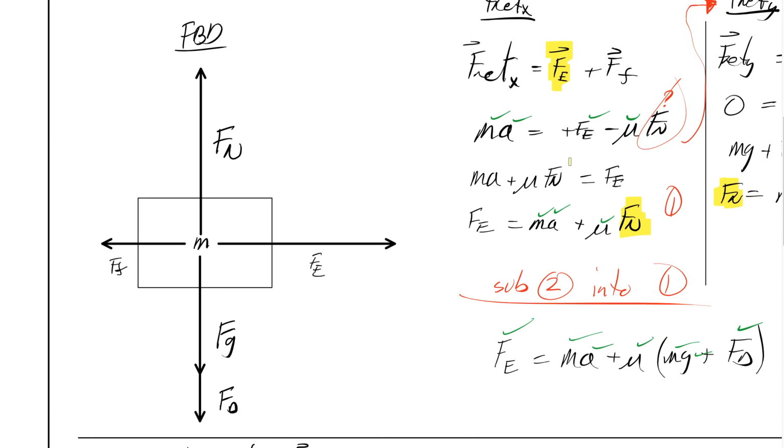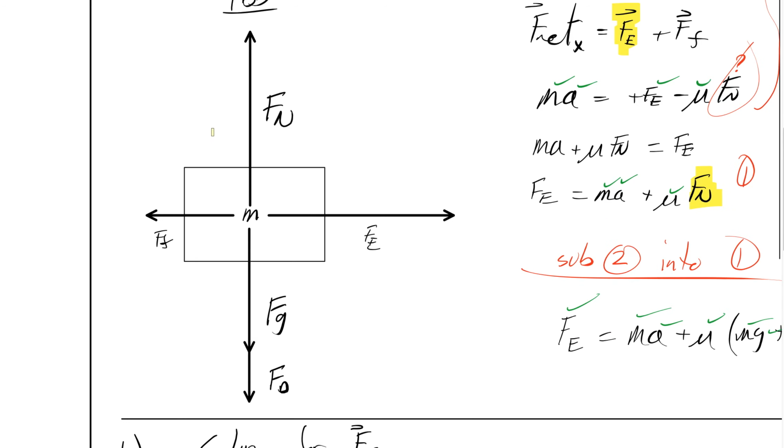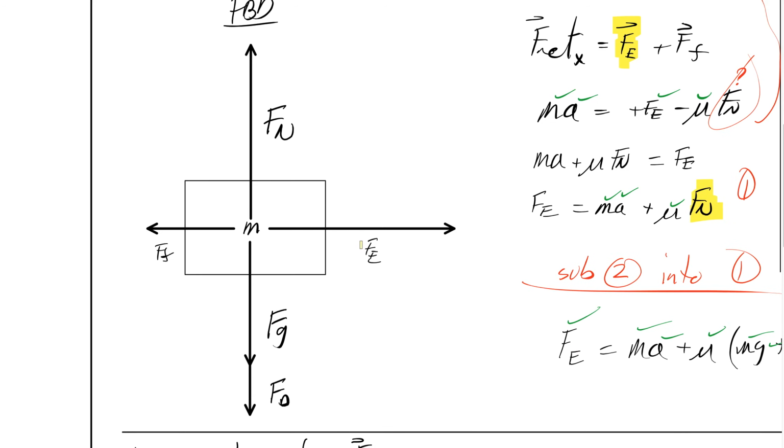When we draw the free body diagram, let's start with the x-axis. In the x-axis, we have the force of the engine, which is what's driving the car in the forward direction. Since the acceleration of the vehicle is in the forward direction, this FE should be a larger value than the force of friction. This is what's happening in the x-axis.